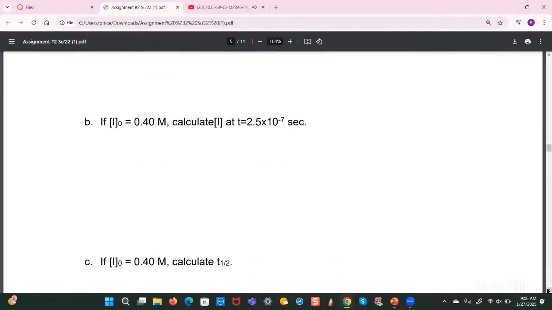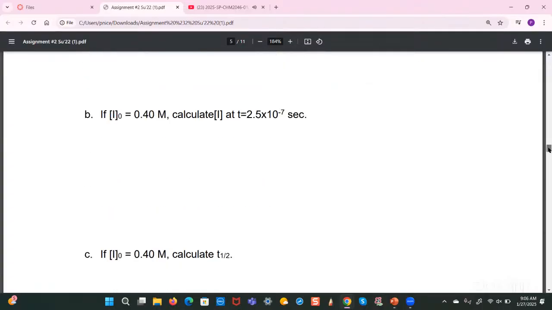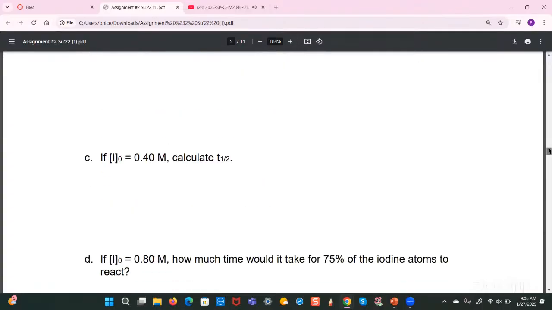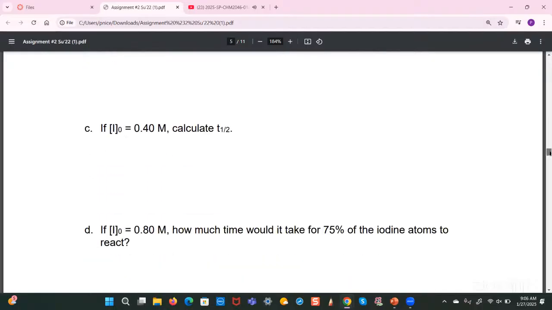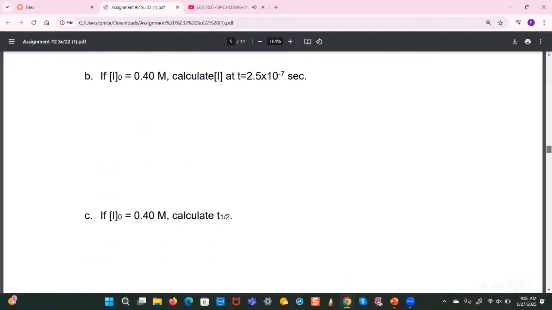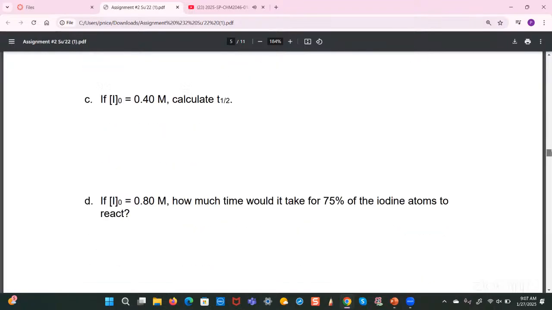Oh shoot, I didn't finish question number 6. I'm sorry about that. Okay, let's look at C. So we're still dealing with a second order reaction. In the case of C, it says if the initial concentration of I is 0.40, calculate the half-life.